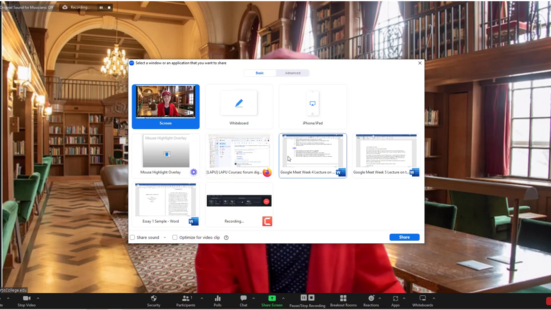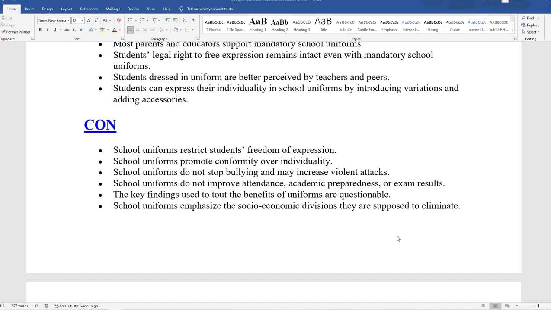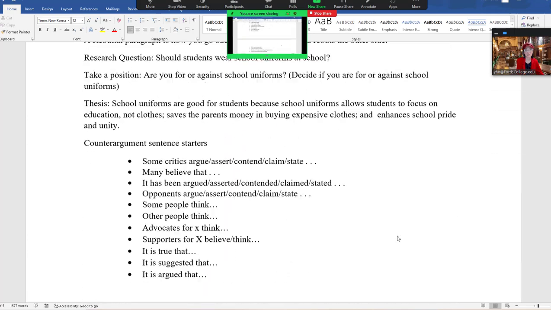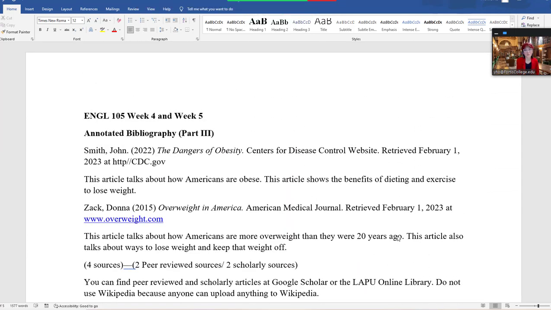Alright, so I will go over the week 4 lecture. For your week 4 and week 5, you have the annotated bibliography, part 3 to do. Basically what you do for your annotated bibliography is you write the author's last name, author's first name, date, then you write the article name in italics, then the publication or website name, then the day you retrieved the website, and then the web address. Then you write a summary of what this article is about.